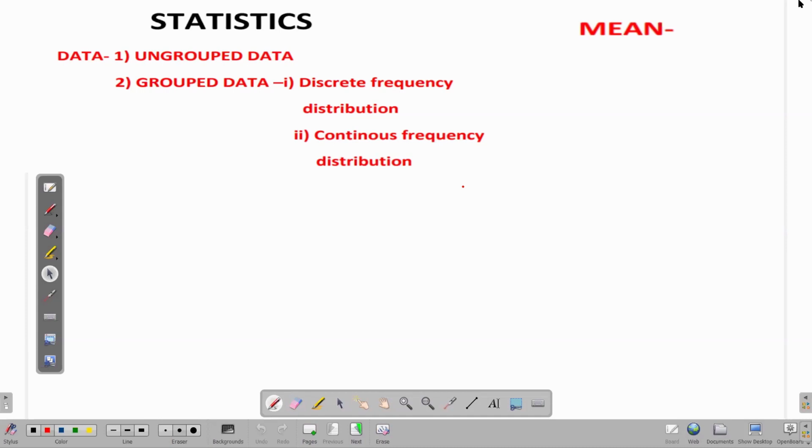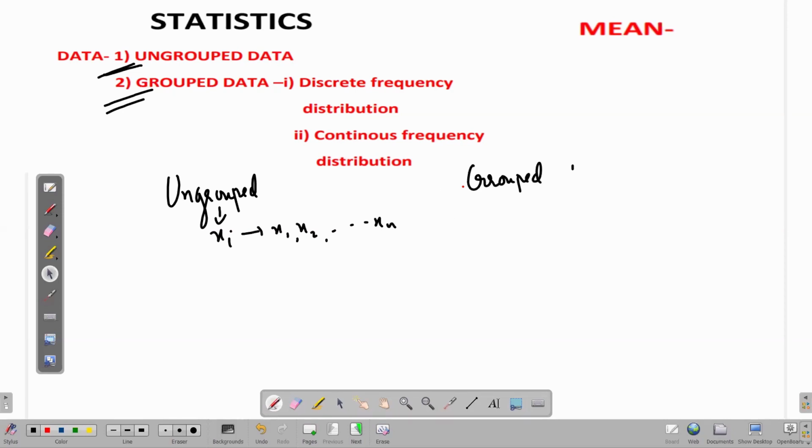Now we have two types of data, and those are categorized as, first, ungrouped data and another, grouped data. For ungrouped data, what we get are xi's, and those are x1, x2, xn. These are observations. And for grouped data, we have two types of data. One is discrete frequency distribution and another is continuous frequency distribution.